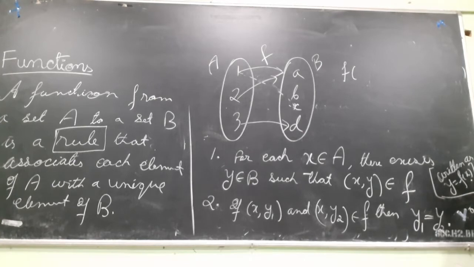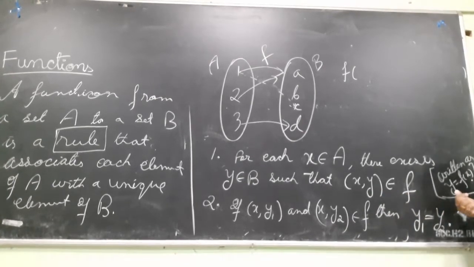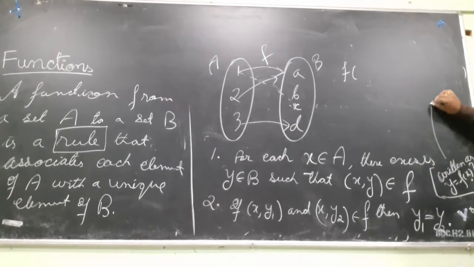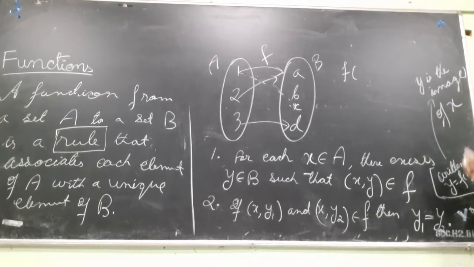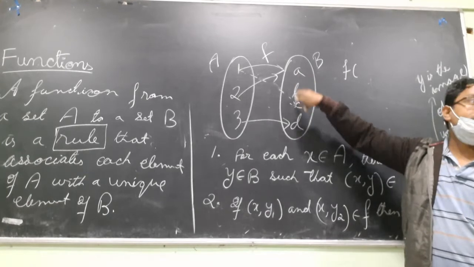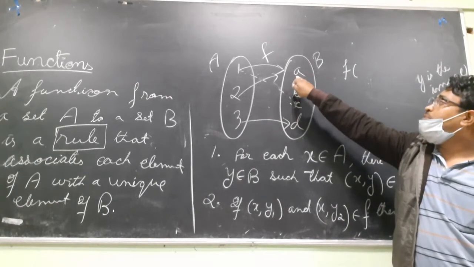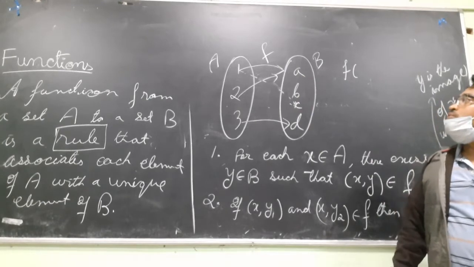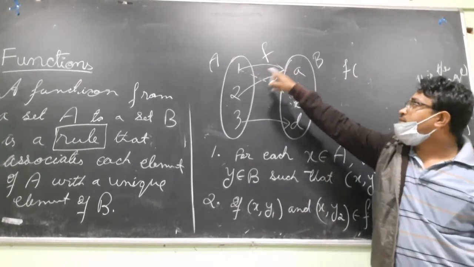So (x, y) belongs to this function is written as y equal to f of x. And we say that y is the image of x under which function? Under the function f. This is how we write. So the elements on this side are called images. Here A is an image of what? A is the image of 1 also.